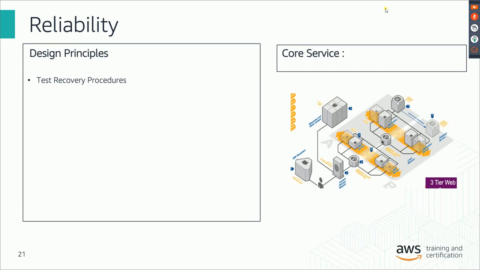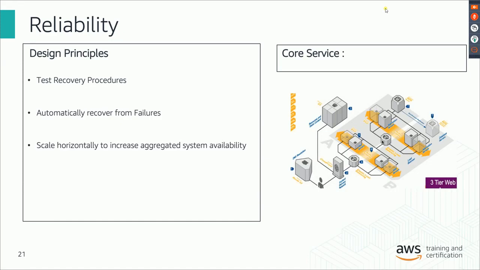So you need to have a mechanism to test your recovery procedures. You need automatic recovery from failures. You need to make sure that you're able to scale, the elasticity aspect. It is not just scale up, but also scale down. That's important, right? And you need to stop guessing capacity. Again, this has to do with scaling. It goes hand in hand, and you have to automate these changes. The key service which will give you a view and lens into how to design this is CloudWatch, right?